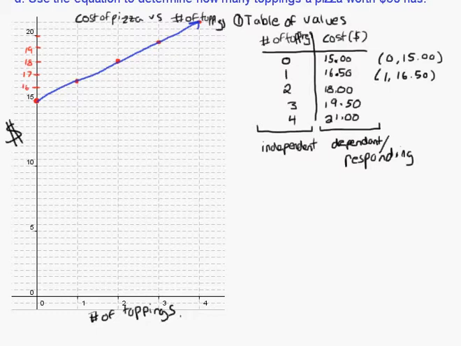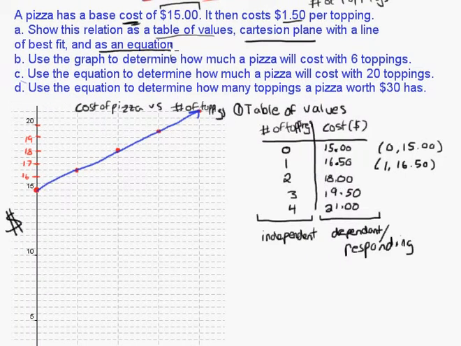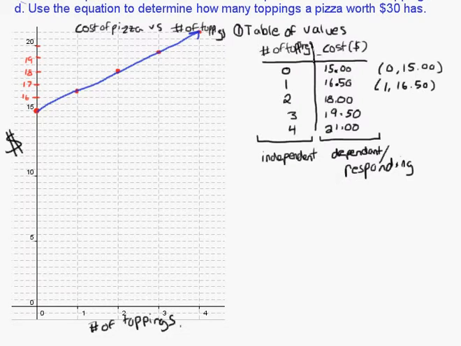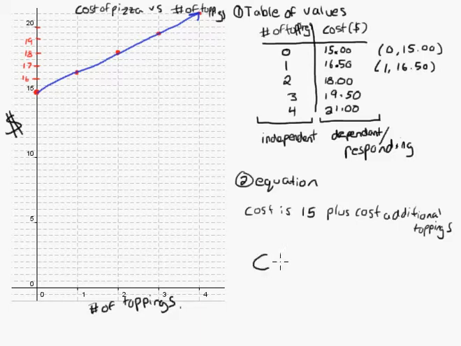Okay, so then what you're going to do is answer the next question. It says we need to show this relationship as an equation. So remember when you're doing the equation, we'll do number 2, equation. If we were doing this in English class, we would say the cost is 15 plus the cost of additional toppings. Then we're going to try to derive a mathematical equation for this. So cost, we'll label that C, is equal to 15 plus the cost of the additional toppings.